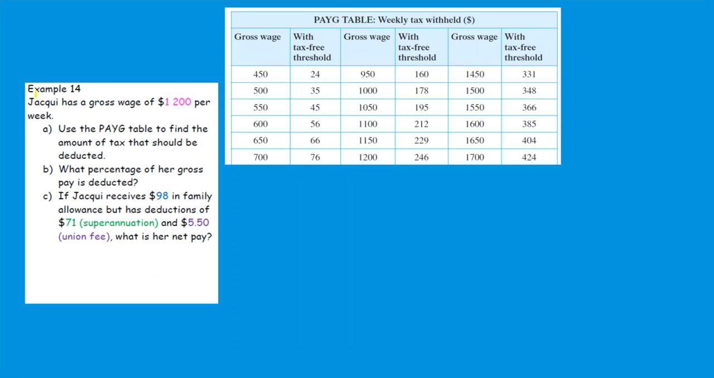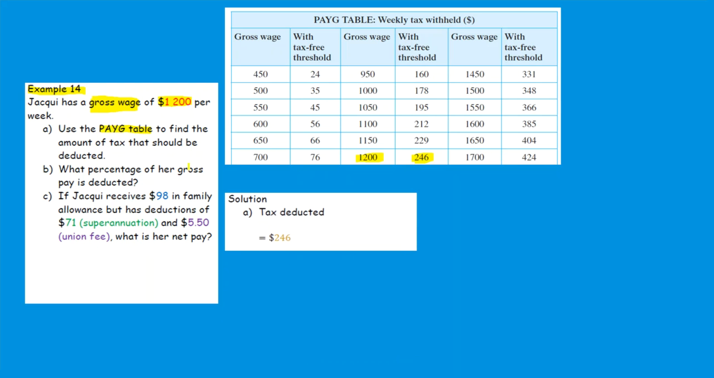So you can see here, for example 14, that Jackie has a gross wage. So gross is important here. That means before tax and deductions. So 1,200. So in the table, we need to look for that. So 1,200 is here. So the employer should take out $246. So use the pay as you go table to find the amount of tax that should be deducted. So tax deducted is $246.